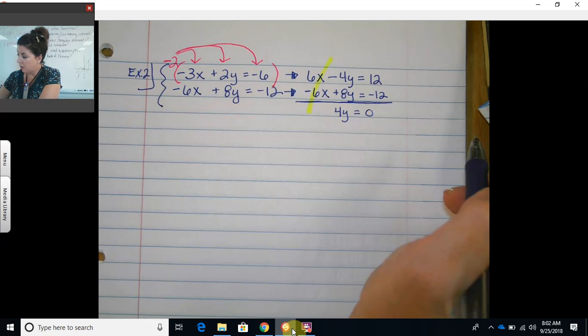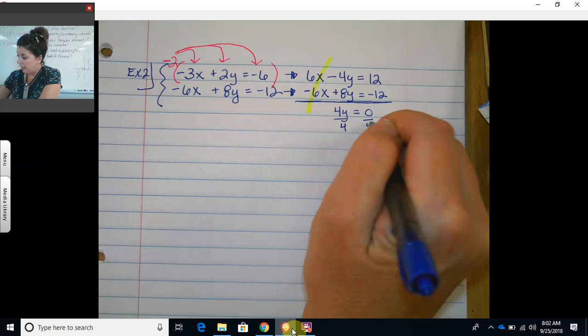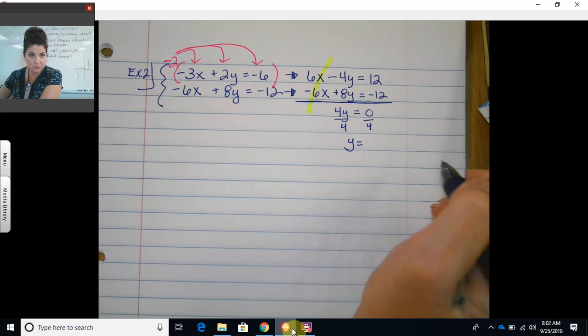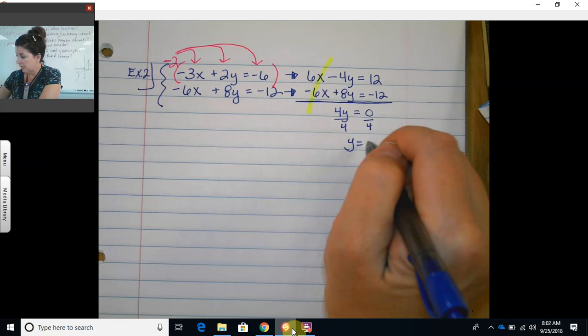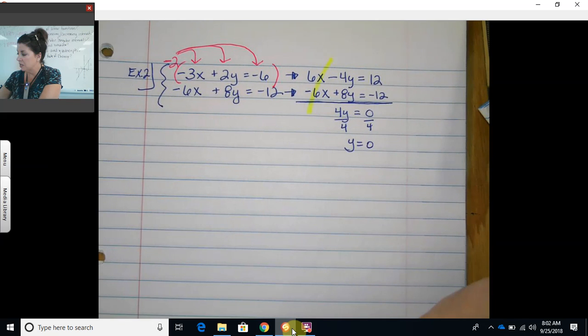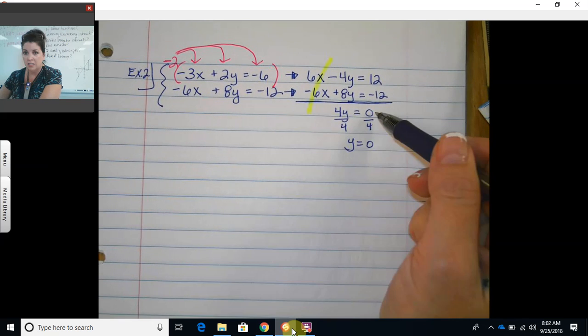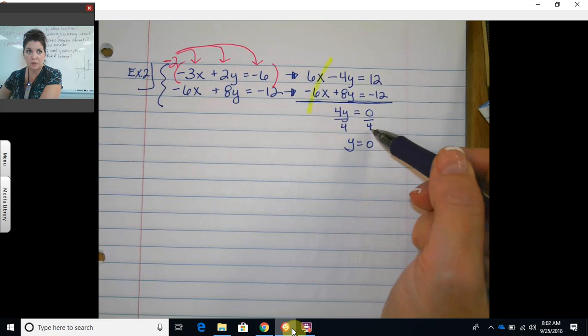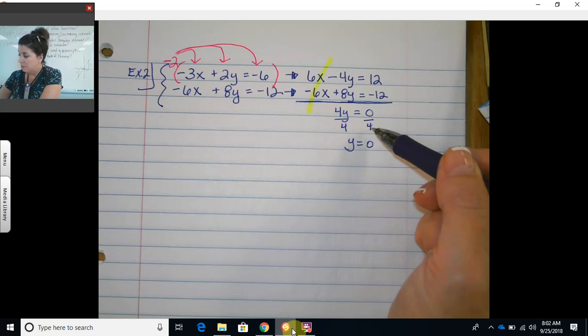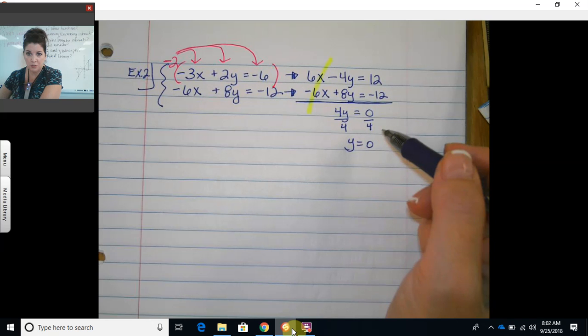Solving for y, so I'll divide all terms by 4. And y equals, what's 0 divided by 4? 0. A lot of kids say, oh, you can't do that. What am I supposed to do? What's the answer? You can, if 0's in the numerator, you can do that. 0 divided by any number besides 0 is 0. What if 0's in the denominator? Can you do that? No, that's when it's undefined. But if it's in the numerator, then it just reduces to 0.